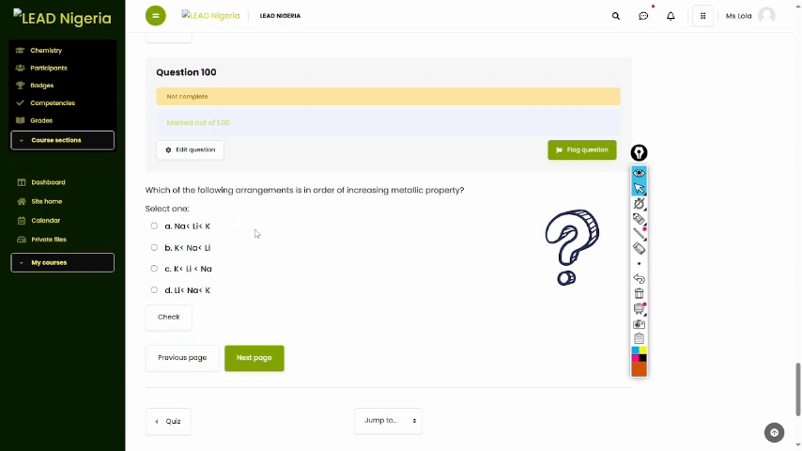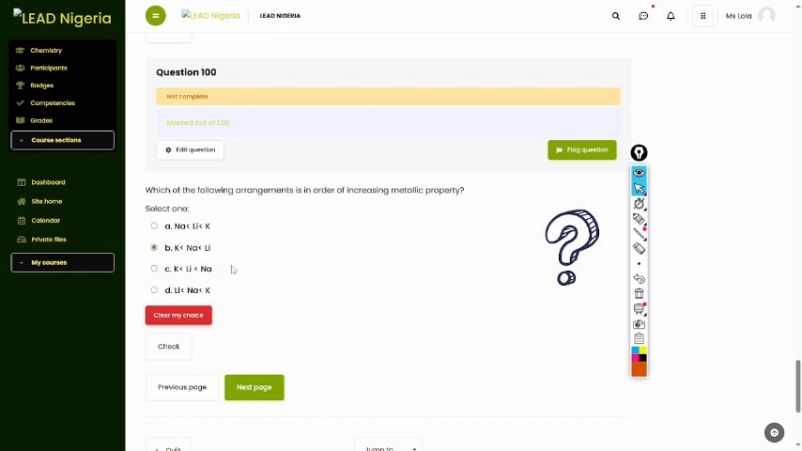So as you're going down the group where period increases, metallic property decreases. So in order of increasing metallic property, we'll start from the lowest to the highest. The lowest here is potassium, followed by sodium, then lithium. So lithium has a higher metallic property than potassium. So the answer is B.